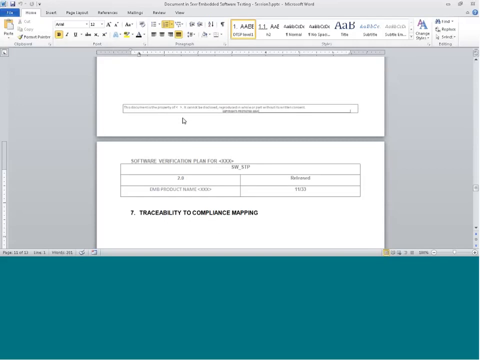Next, we have the traceability to compliance level. It means how I am going to trace all the testing requirements. That means I have a testing strategy in terms of testing high level requirements or low level requirements, etc. So the objective is to cover 100% of the entire system requirements. How I am going to achieve it, how I am going to map it with the various testing, all this will be part of the testing.